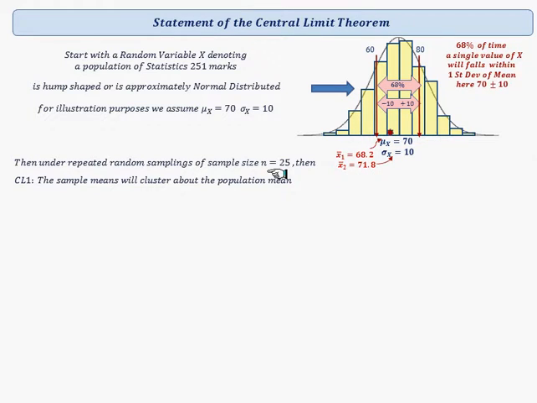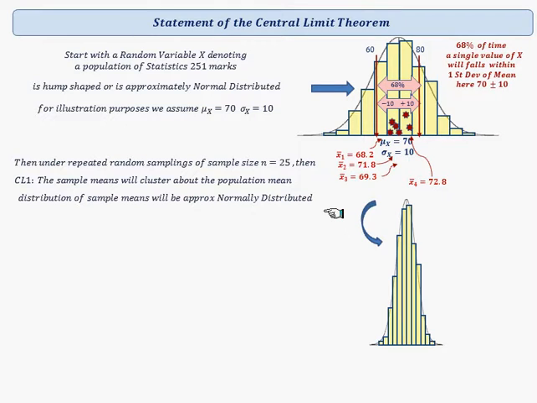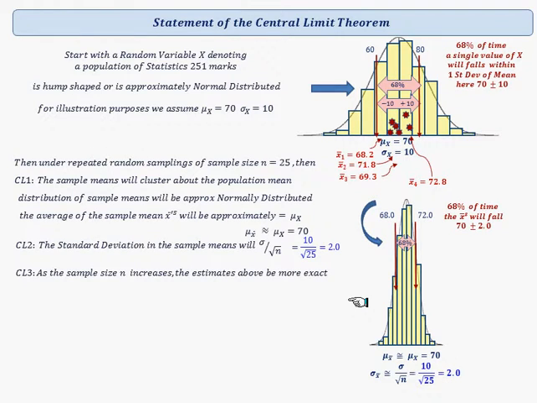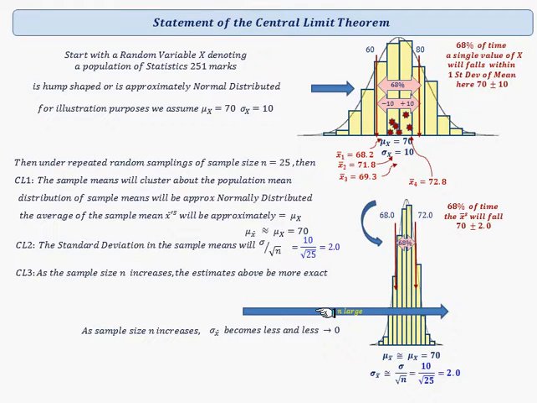If you take a sample of n equal 25, the sample mean should cluster somewhere around the middle here. We're trying to depict that on the screen, and we're going to draw the sampling distribution here. It is much tighter. The x bars will cluster very tightly compared to the x values above. The mean will be around 70, and the standard deviation of the x bars will be around sigma over square root of n, or 2.0. So 68% of the time the x bars will fall between 68 and 72. And as the sample size increases, these estimates become more and more exact.